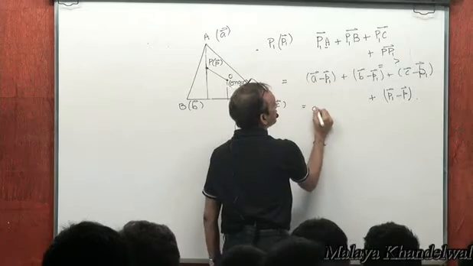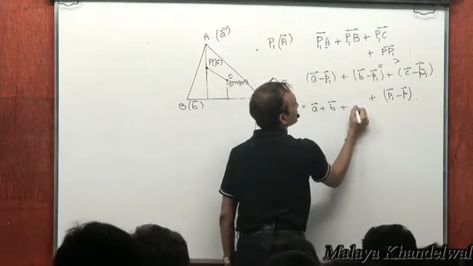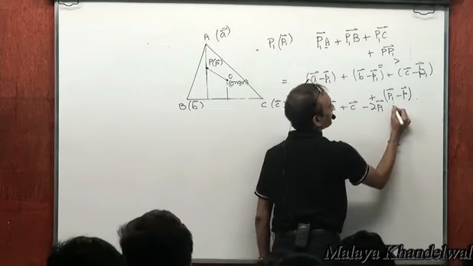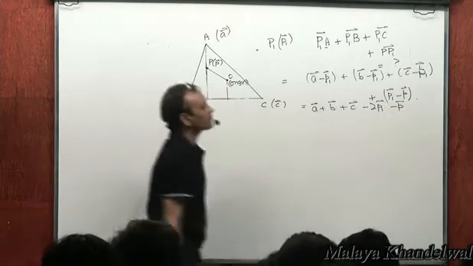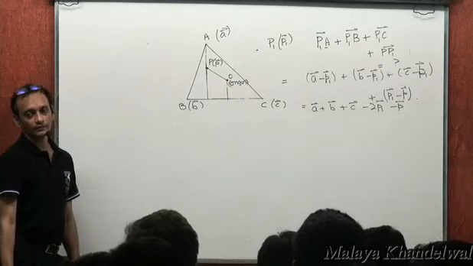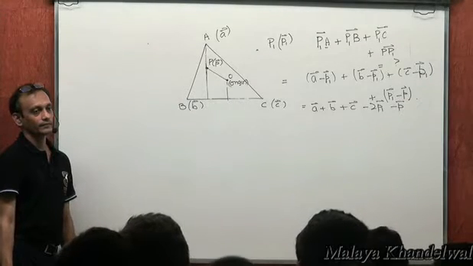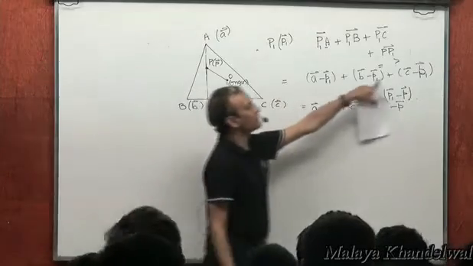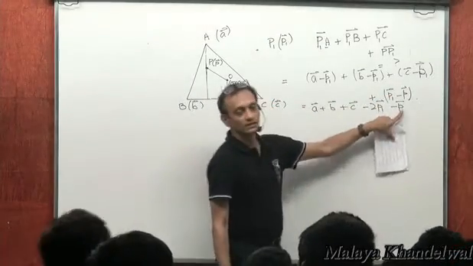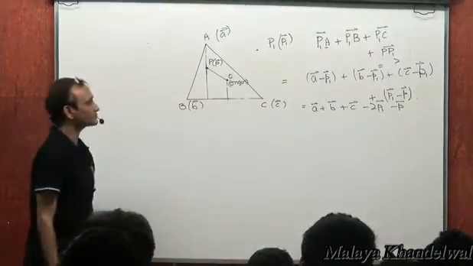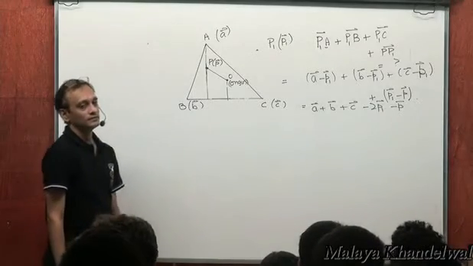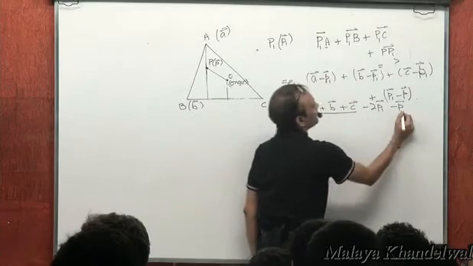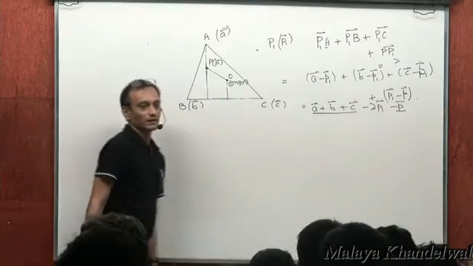So that makes it A plus B plus C minus 2P1 minus P. I hope you realize this. Minus 3P1 plus P1 minus 2P1 minus P. Now, A plus B plus C minus P.